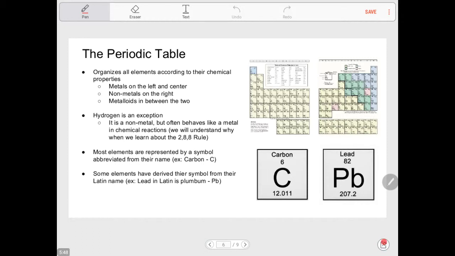Most of the elements are represented by a symbol abbreviated from their name. Example, carbon gets a C. A lot of people then would assume that lead would be L. That's not always the case. Sometimes they'll have a very odd symbol, like lead is PB. Okay? But over time, when you first start and someone says find an element, you might be looking around for a while. But over time, you'll come to find them very, very quickly.